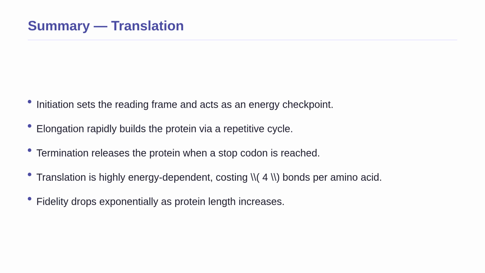We have covered the entire incredible journey of protein synthesis. Let us review the key takeaways. First, initiation is the crucial cornerstone. It sets the exact reading frame and acts as a strict energy checkpoint before the cell commits resources. Second, elongation is the rapid, repetitive assembly line that physically builds the polypeptide chain, dictating the speed of cellular response. Third, termination is the definitive stop signal, using release factors to free the completed protein.